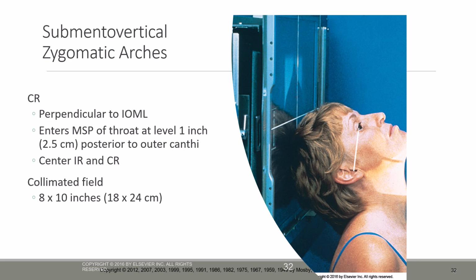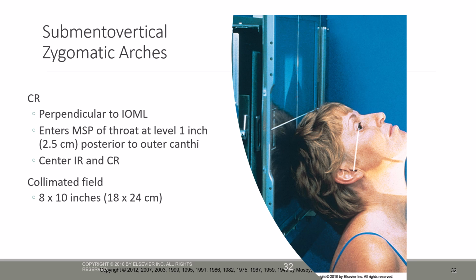The submento vertex for zygomatic arches, the zygomatic arches show up really well on the SMV projection. And so we're not interested in the sphenoid bone as much like we did for the skull. So we're cheating forward from the gonion to 1 inch posterior to the outer canthus of the eye, which runs right in the middle of the zygomatic. It's basically the midpoint of the zygomatic arch.